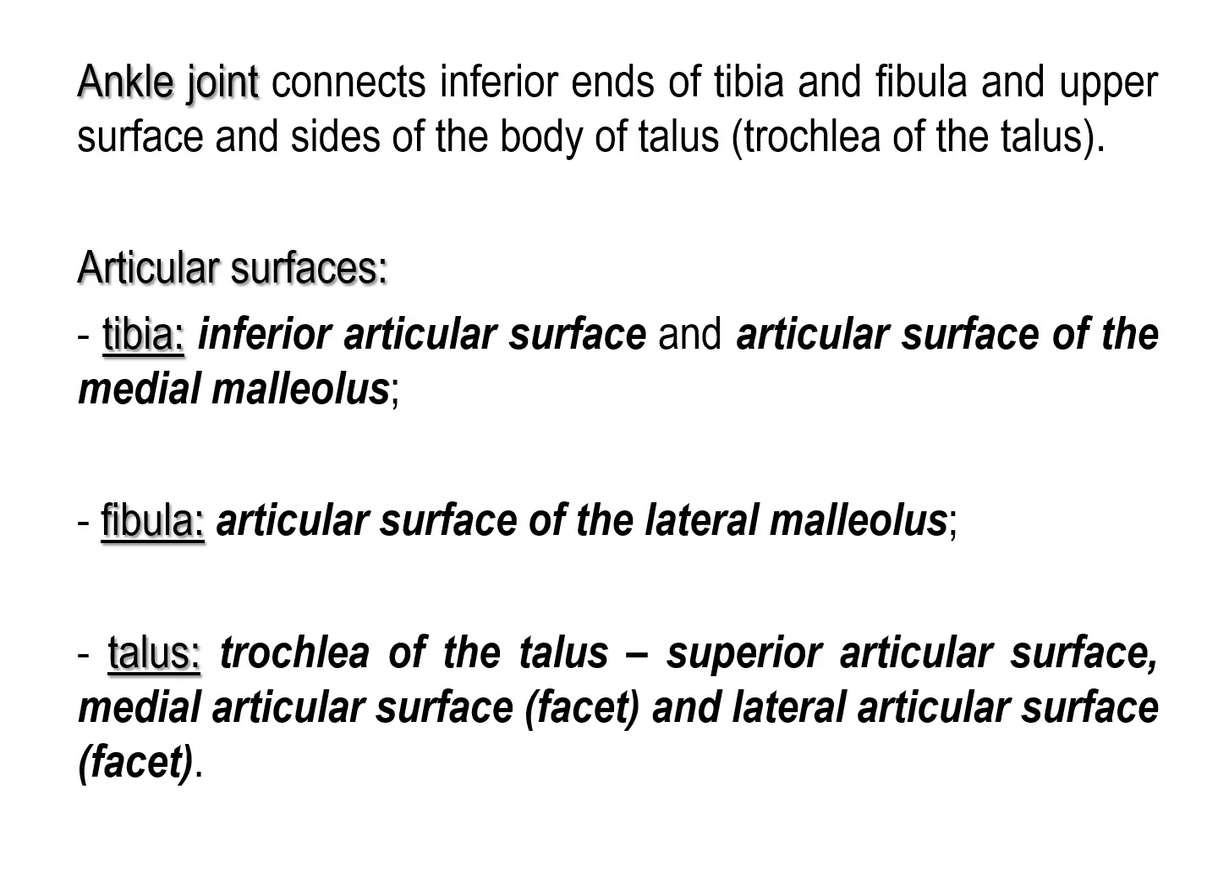The ankle joint is a strong weight-bearing joint of the lower limb. It is a synovial joint of hinge variety. The ankle joint connects the inferior ends of the tibia and fibula and the upper surface and sides of the body of the talus, or ankle bone.